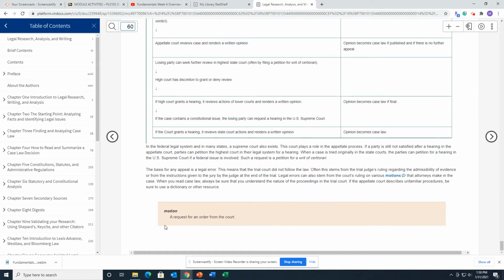So a motion is a request for some sort of order from the court. You're just asking the court for something. I'm making a motion for an extension of time. That's a motion. I'm making a motion to dismiss. That's a motion. I'm making a motion for summary judgment. That's a motion. Those are all requests for the court to do something, and the court makes a decision one way or another on that.